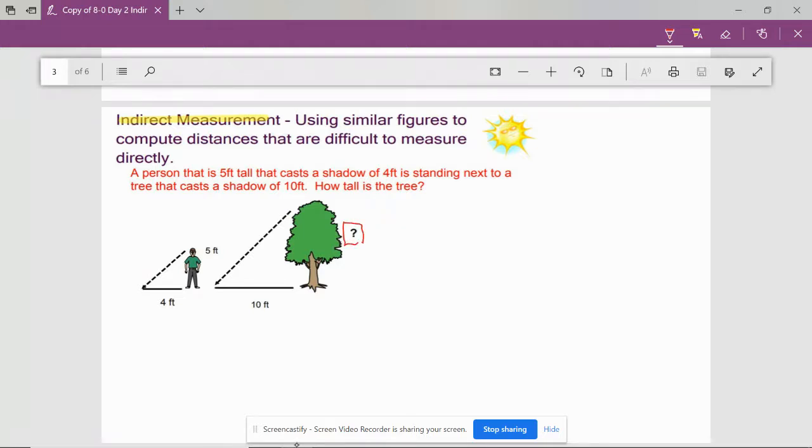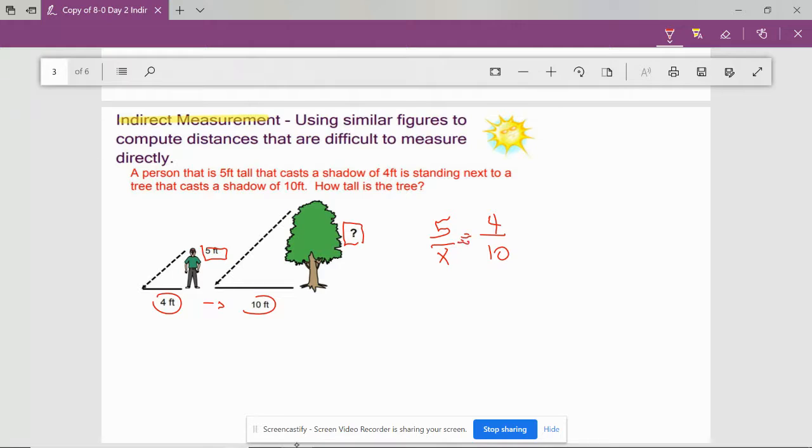So we're just going to put this together again. Here's the height of the tree. It's an unknown, so we can put any variable in there that we want. And again, we know that the person is 5 feet tall. We know they cast a 4-foot shadow. We know the tree casts a 10-foot shadow. So as we look at putting these together, we know that 5 feet goes with our unknown, and we know that 4 feet goes with 10 feet. So if we put 5 over x, we're going to use x for our question mark here for the height of the tree. That's going to equal 4 over 10.